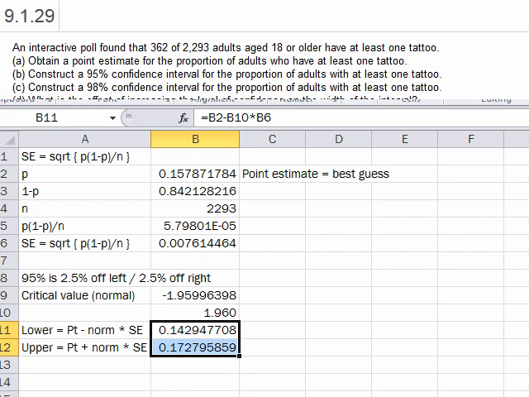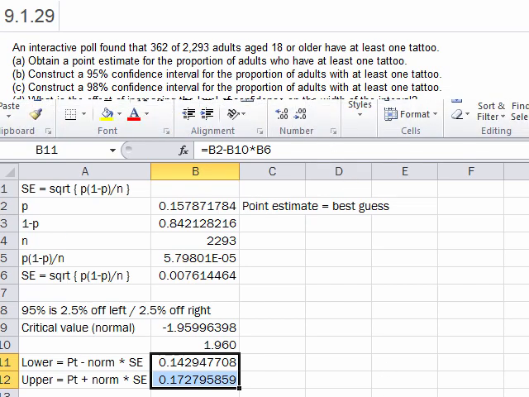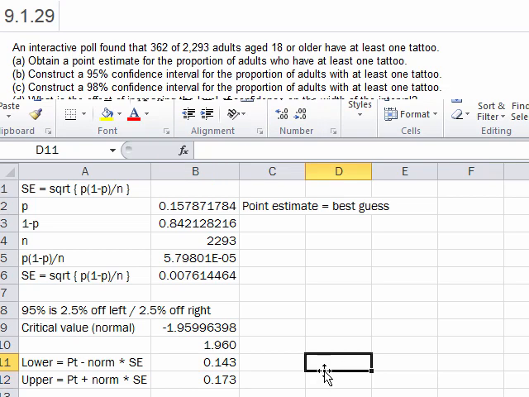So this is the confidence interval. Since the problem asks us for 3 decimals, I can use the Excel rounding to 3 decimals, and the 95% confidence interval is 0.143 to 0.173.